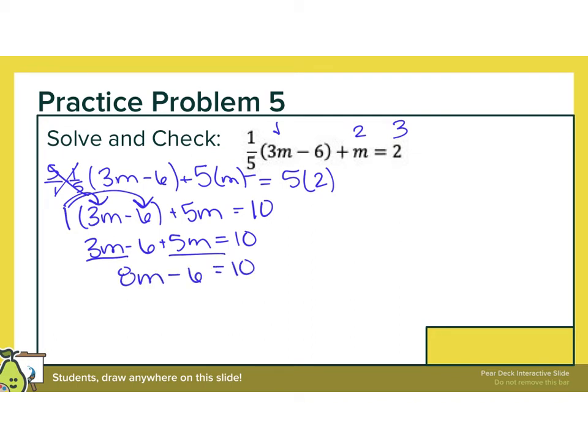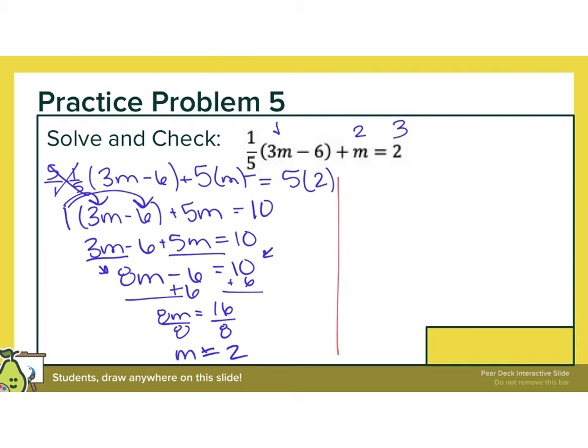Step 3, I don't have to do it. I only have variables on one side. They're over here. I need to get constants on the other side. So I got to get rid of this minus 6 by doing the opposite. 8m equals 16. Last step, isolate by dividing. m equals 2. I think.